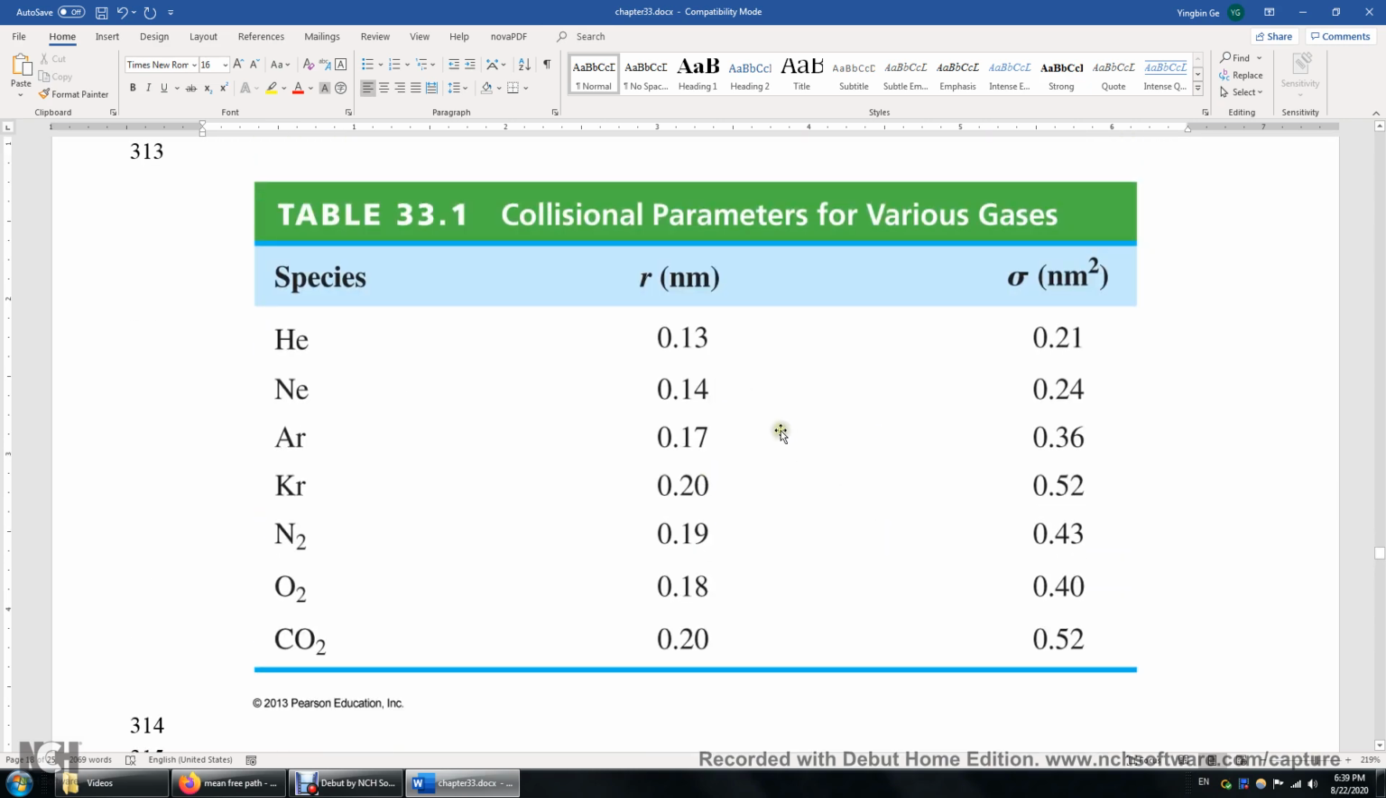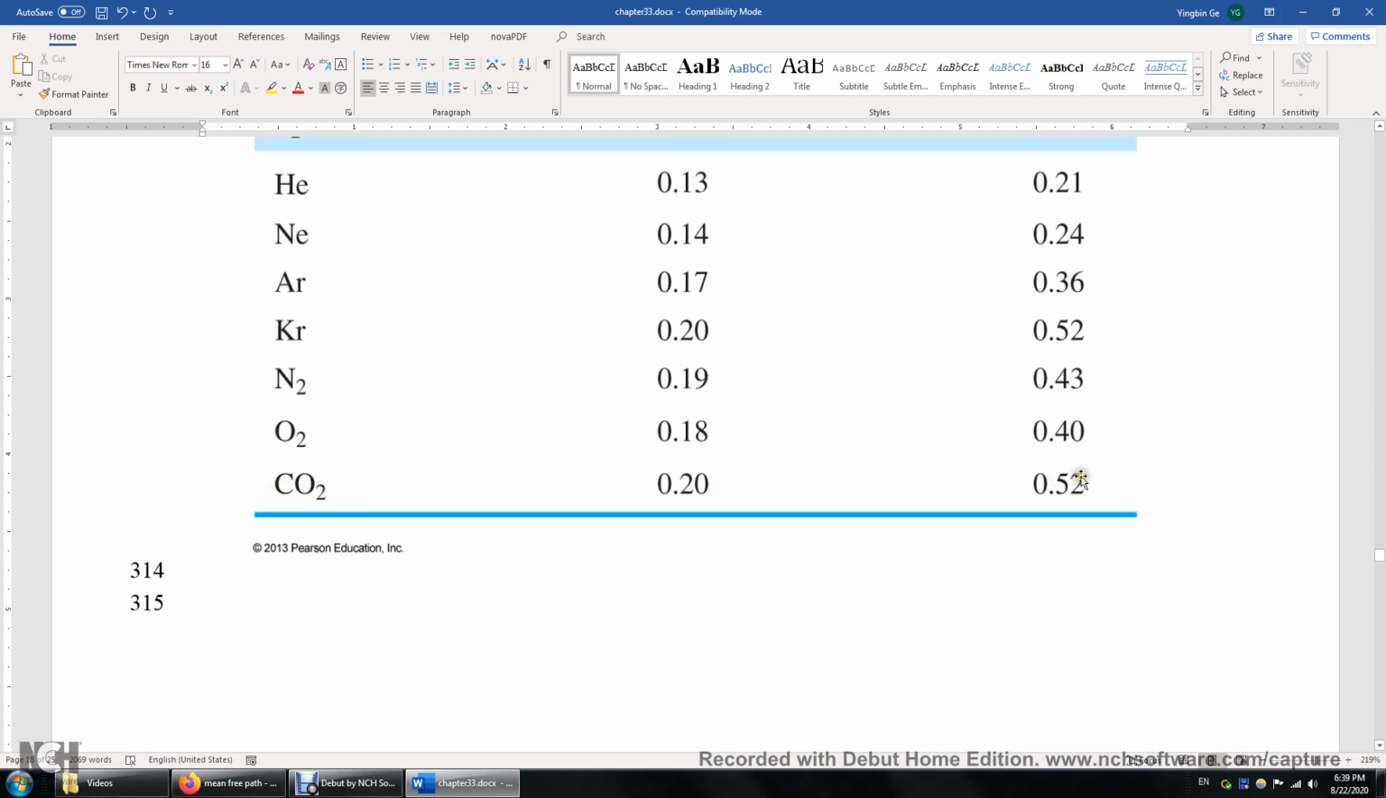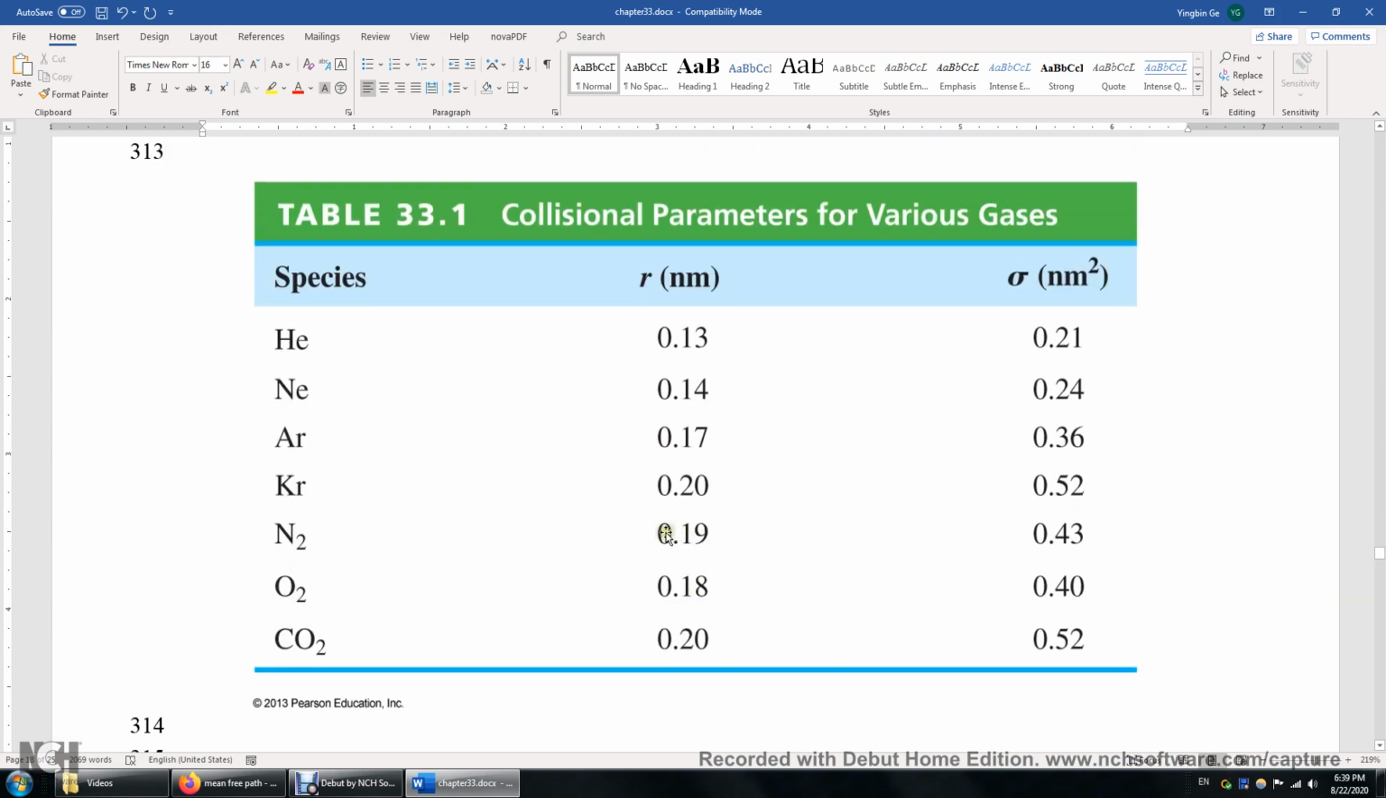Again, this is a table for the radius and collisional cross-sectional area over here. CO2 is a linear molecule, right? O2, N2, they are linear molecules. They are not spherical. So these numbers are just an estimate. Imagine these linear molecules are rotating, and if they rotate really fast, and they do rotate really fast, we just imagine a sphere of those fast rotating molecules.